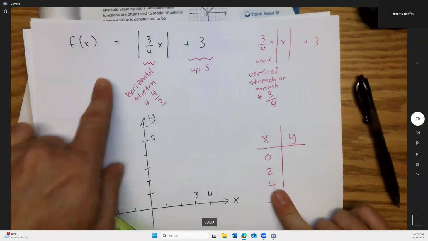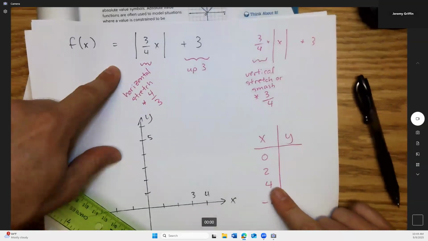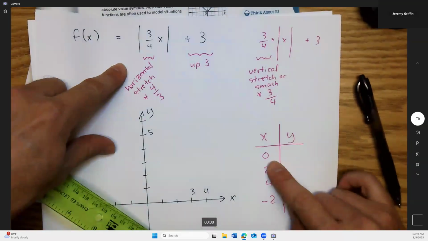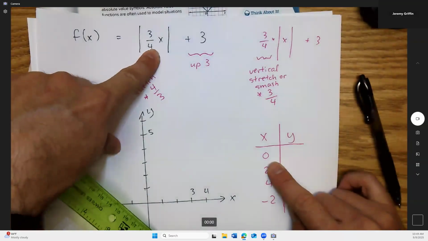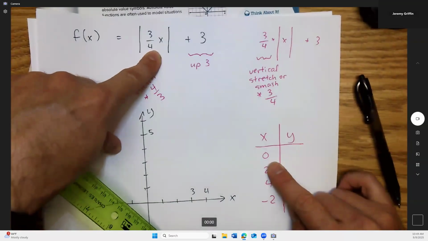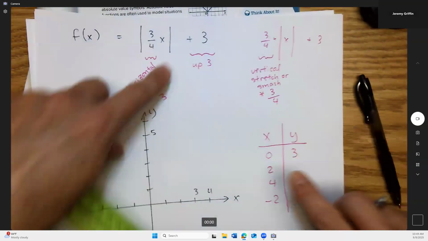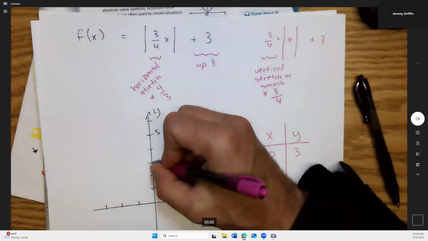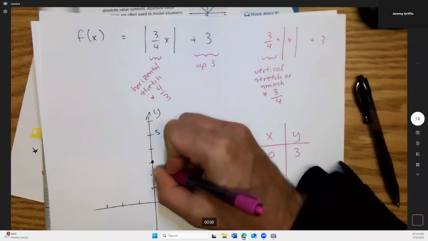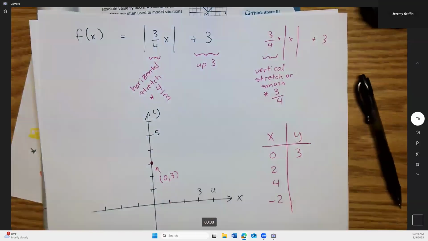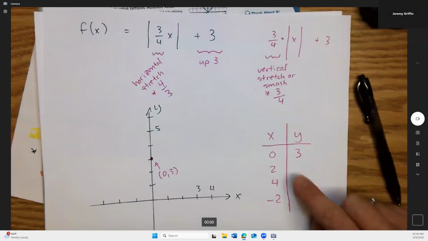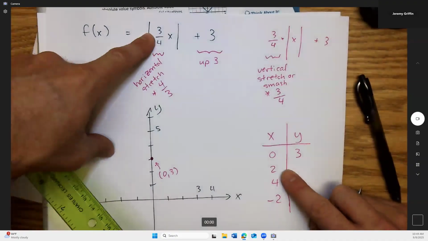So you guys know this. We're using this whole function right here, the whole thing, the whole enchilada. Plug in 0. Because if you plug in 0, what's 3/4 times 0? 0, and then plus 3 gives you 3. So the point 0, 3 definitely exists. Right there. There's the point 0, 3. So that's on the board. That's good. Okay. Let's plug in 2. Guys, what's 3/4 times 2?